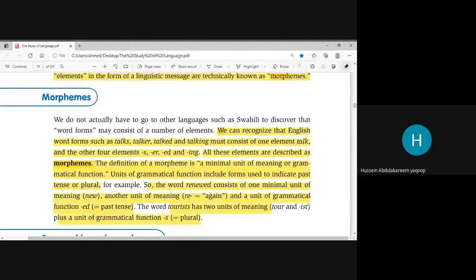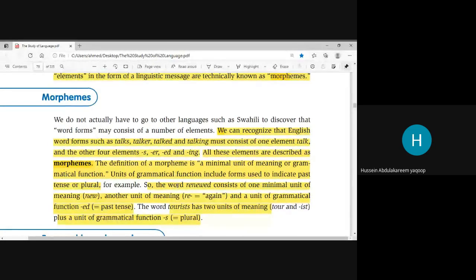We have one element, the basic element, the root. And I think you study this in grammar. And we have some other elements that are found in front of you. So all these are what are morphemes. Back to Furqan, if I'm not mistaken, she defined the morpheme as the minimal unit of meaning or grammatical function. So these two will also be split in the coming lines.